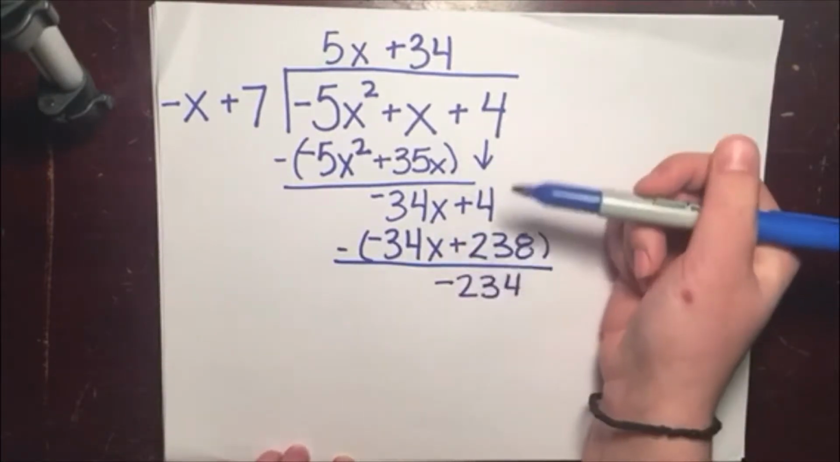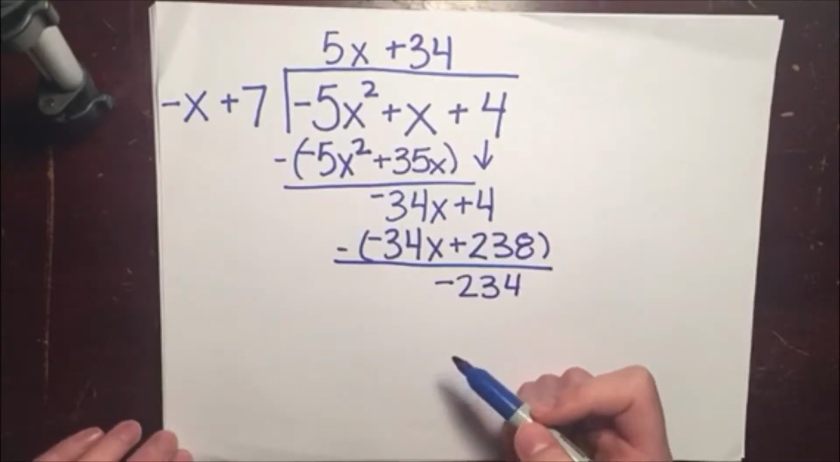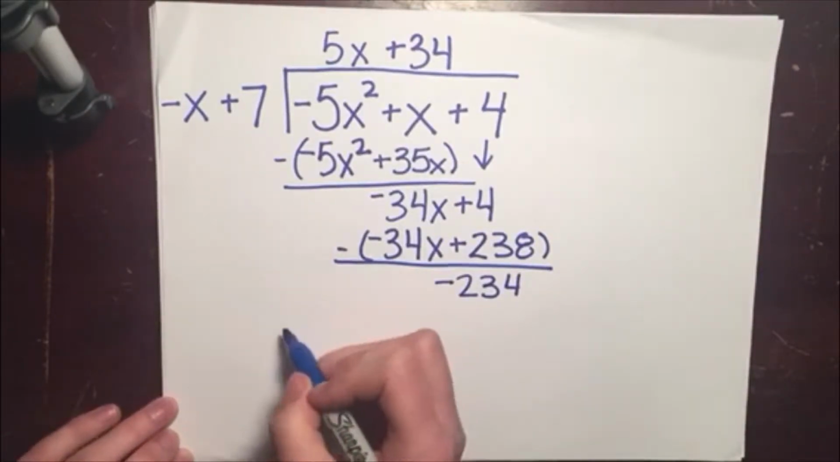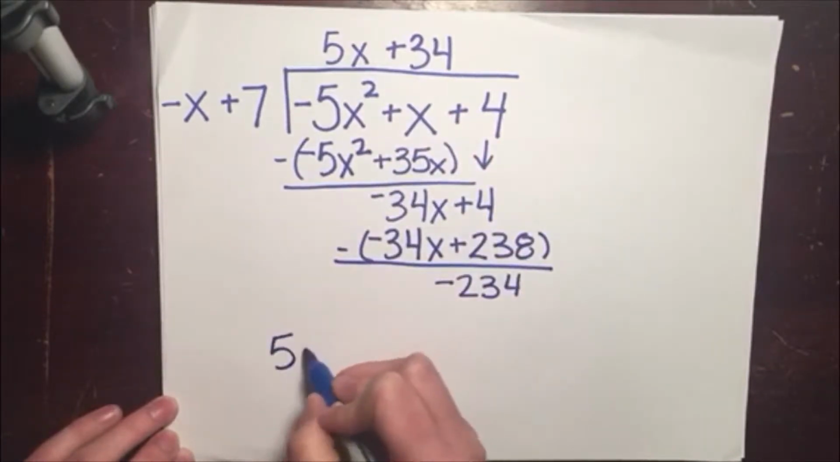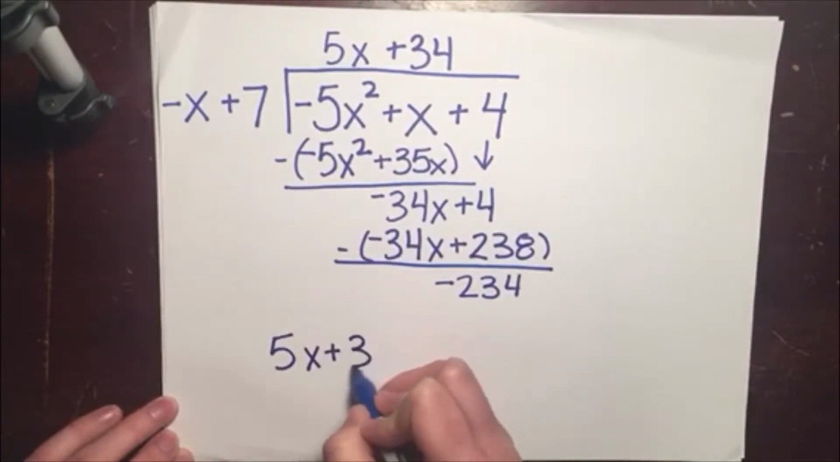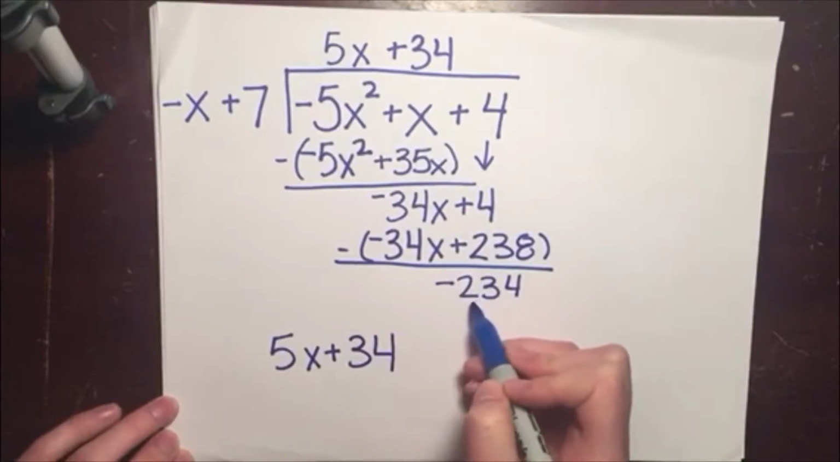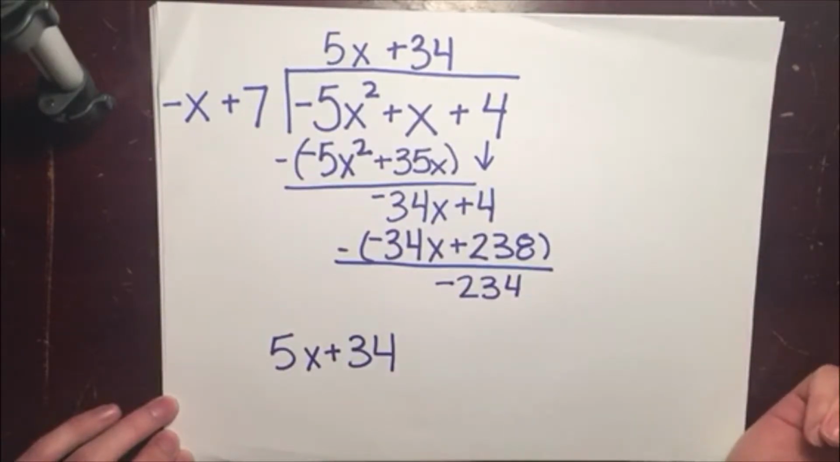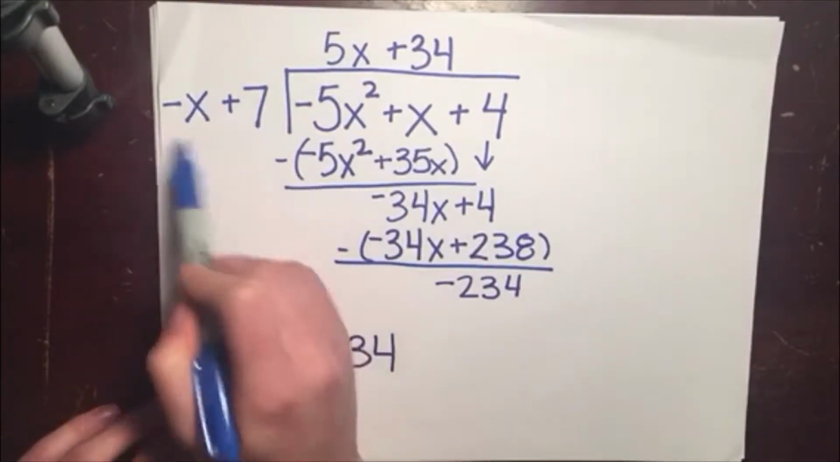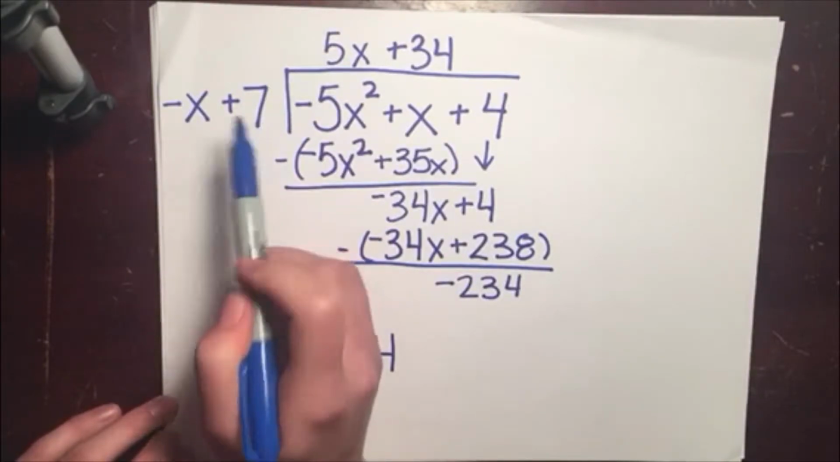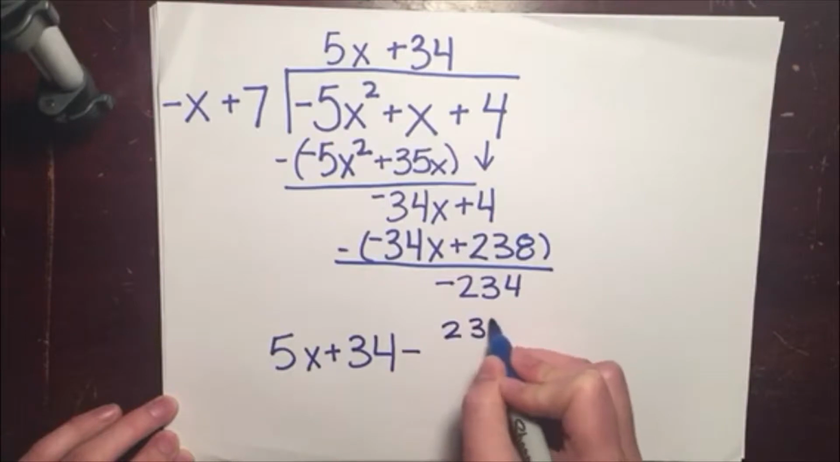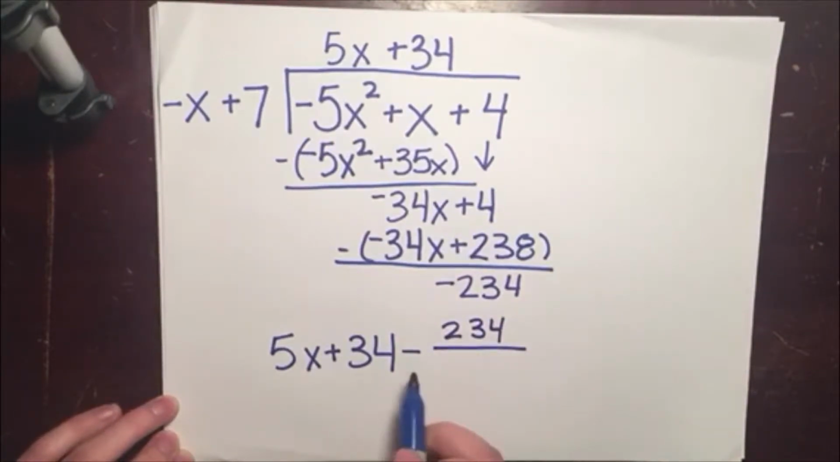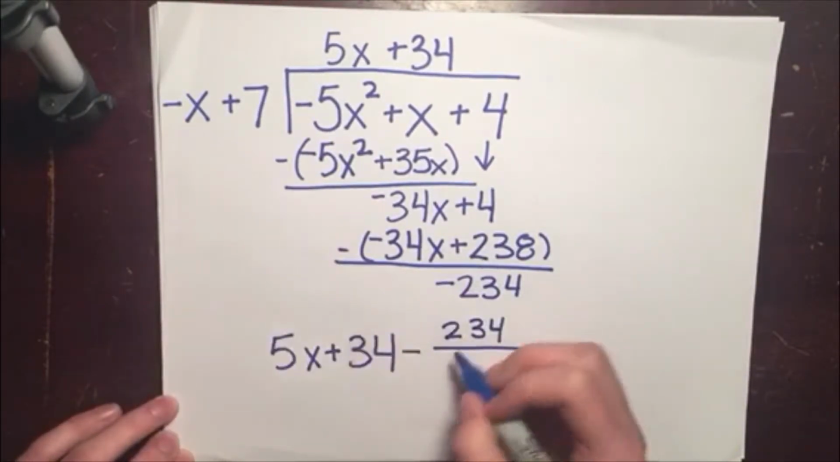So we're all done here, but now we need to write out the final answer. That's going to be this sum up here, the 5x plus 34. But then we also have this negative 234. And what are we going to do with it? Well, we're going to put it over the divisor up here. So it's going to be negative 234 over negative x plus 7.